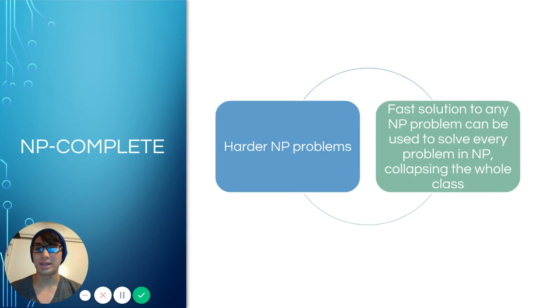Now, NP complete. So these are an idea of NP, like harder NP problems. And the idea here is that these are NP problems that can fit into any other NP problem. So if an NP complete problem could be solved, then you could solve any other NP problem, which would collapse the whole class and, well, solve P versus NP.